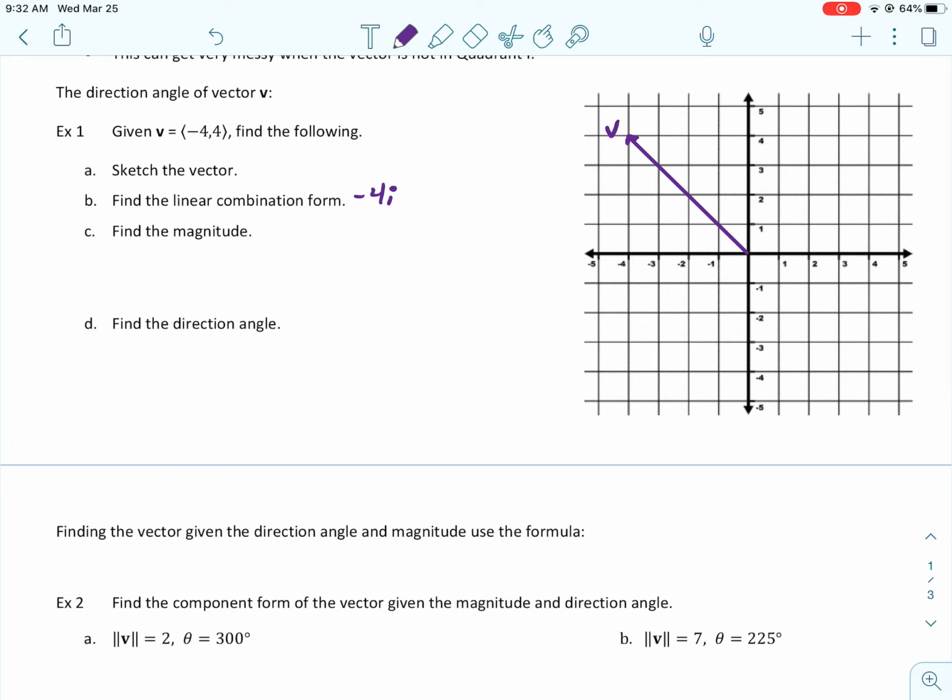For the linear combination form, we just take the components and translate them a little differently. It would be the horizontal component multiplied by i, plus the vertical component multiplied by j. Then if we wanted to find the magnitude of vector v, this is just the Pythagorean theorem. It's going to be the square root of the horizontal component squared plus the vertical component squared. So that's going to be the square root of 32, or 4 square root of 2.